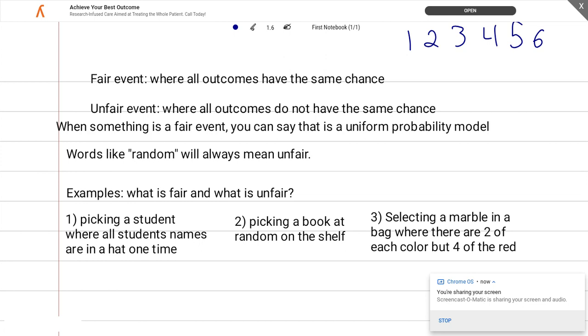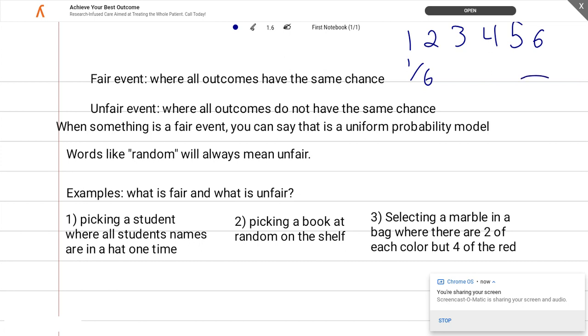So if you watch my last video on theoretical probability and experimental probability, you remember that you have a 1 out of 6 chance of getting any of these outcomes when you roll the die, because they all occur only once on the number cube, so it is a fair situation. Everything has the same chance.